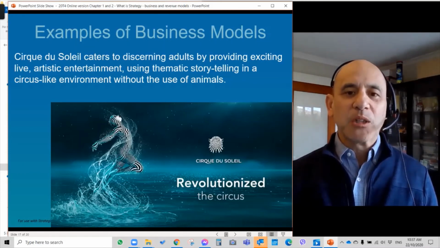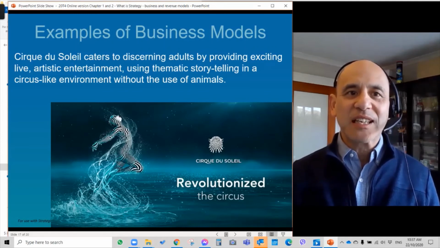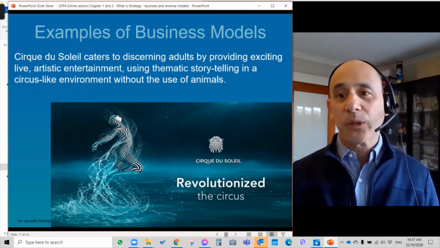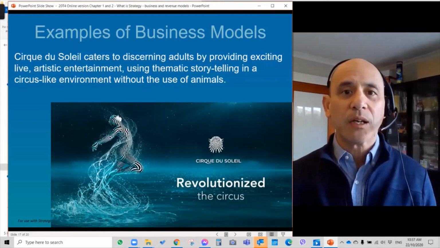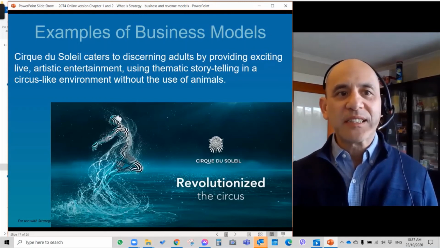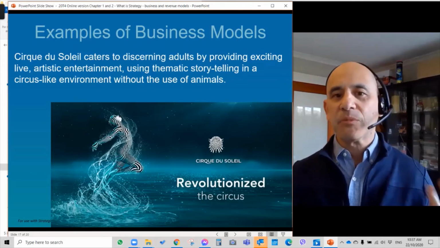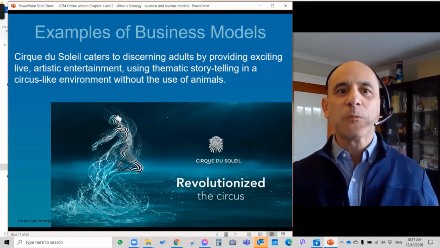And the business model that is shown here is that it is, first of all, not selling to kids. It's catering to discerning adults. In other words, adults who love the artistic part of live entertainment. So it's very artistic. It's live, meaning they hold the show. They don't record it. You have to watch it in a venue.